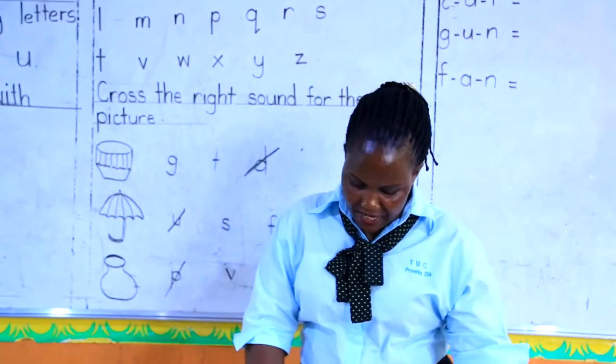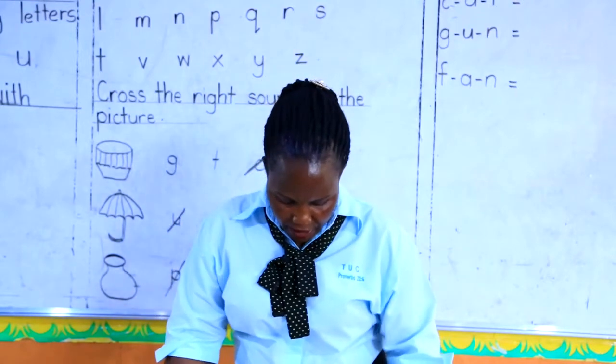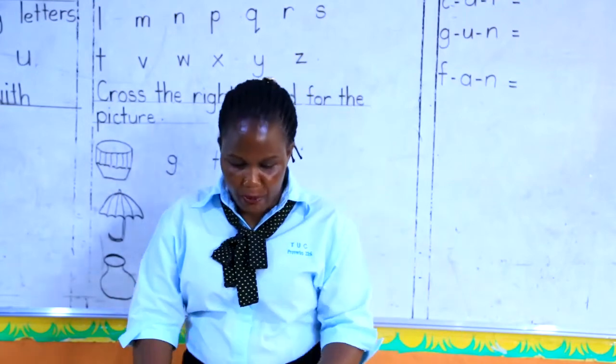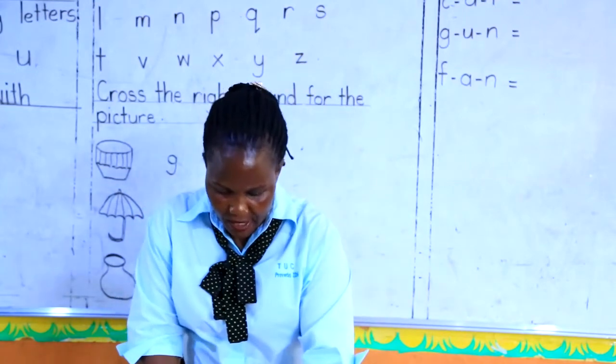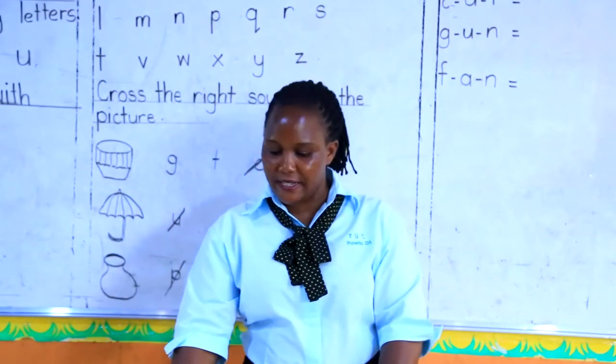Number 4 says read and draw. That one you read and you draw. Good. And number 5 says name the pictures. You are going to name the pictures down there. That one is done. That has been day 8.